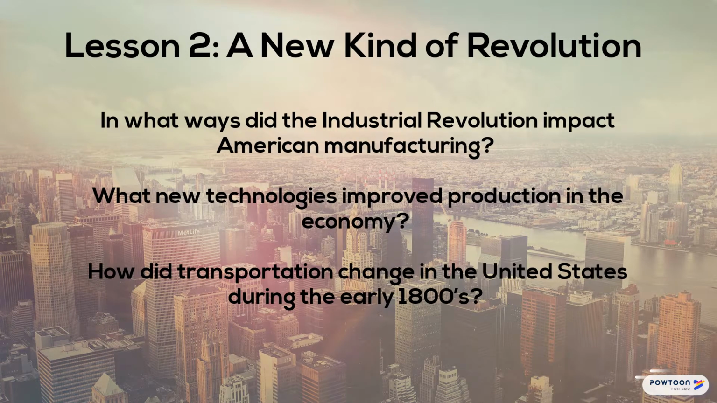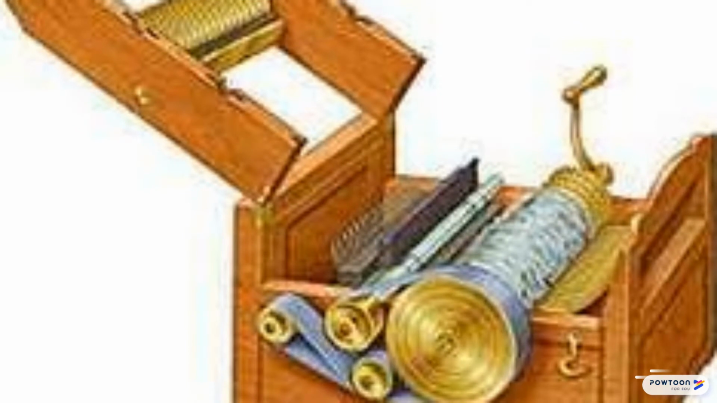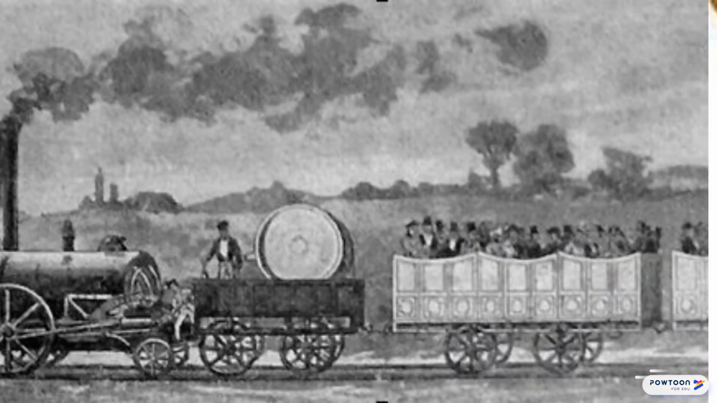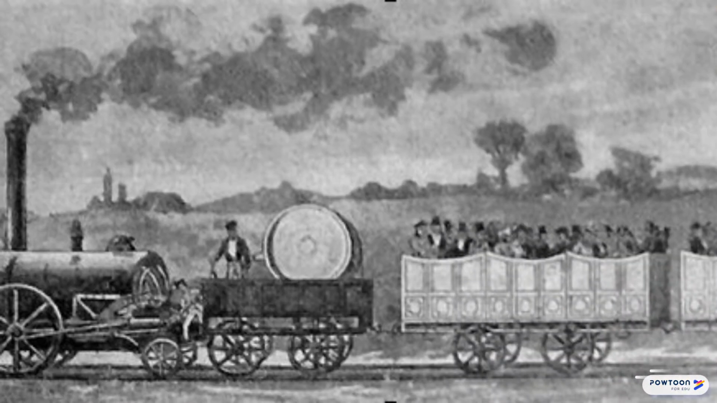Lesson 2, A New Kind of Revolution. In Lesson 2, we will talk about the early Industrial Revolution in the United States. This will include new farming technologies such as Eli Whitney's cotton gin. We will also look at new methods of transportation such as railroads and canals.